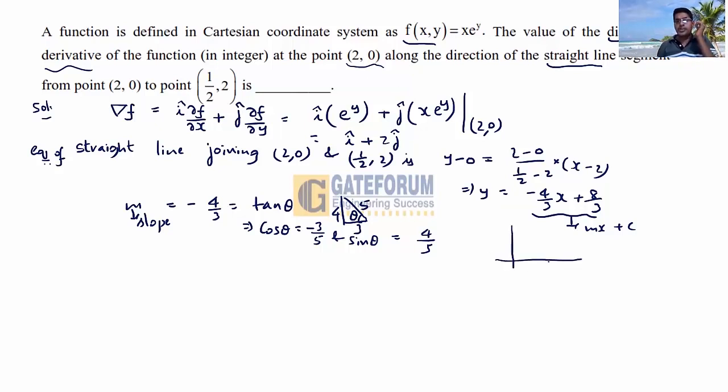So this point 2, 0 lies on the x-axis. Coming to the 2D geometry, let us say this is 2 comma 0, this is the origin, and half comma 2. So this is approximately x value half, y value 2. This point is half comma 2. So definitely this straight line makes an angle theta, an obtuse angle, that lies in the second quadrant, more than 90 degrees from the positive x-axis. This is the x-axis and y-axis. So here theta belongs to the second quadrant.